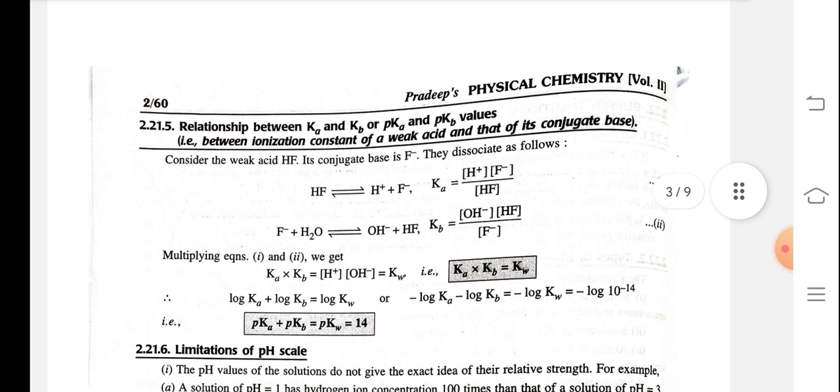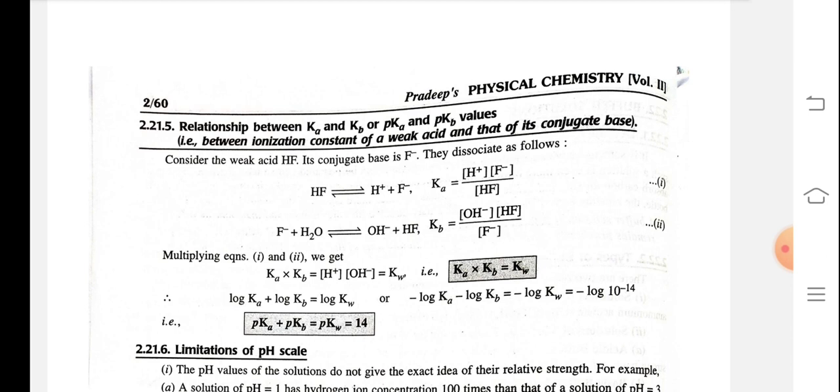Relationship between Ka and Kb, or pKa and pKb. Between the ionization constant of a weak acid and that of its conjugate base, consider the weak acid HF. Its conjugate base is F negative. These dissociate as follows: HF dissociates to give H positive plus F negative. Equilibrium constant Ka is equal to the concentration of products, that is the concentration of H positive times the concentration of F negative, divided by the concentration of reactant, that is the concentration of HF.